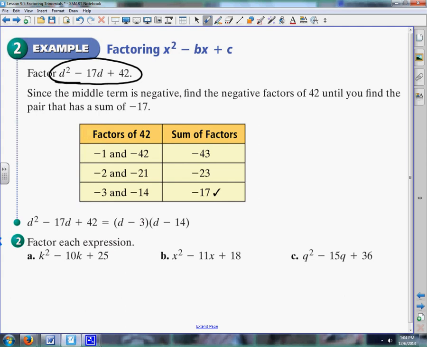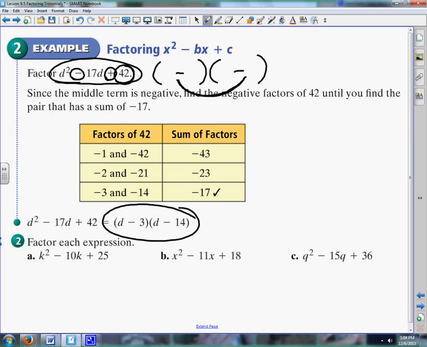Both of your numbers are going to be negative because this is negative right here, and this is positive because in my FOIL, if I had two negatives and I did my last FOIL to get this last number, a negative times a negative is a positive. So that's how you get the plus 42. So they did that, and they said, okay, 3 and 14, and they're both negative signs.